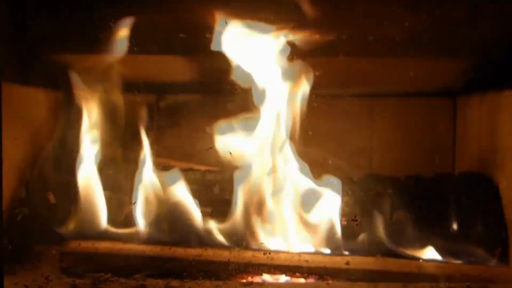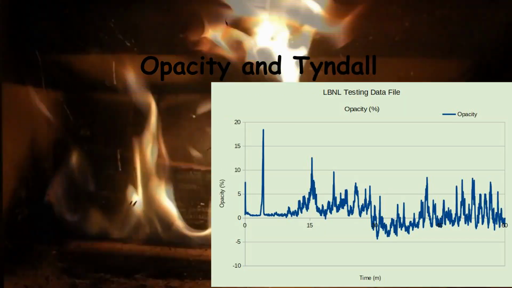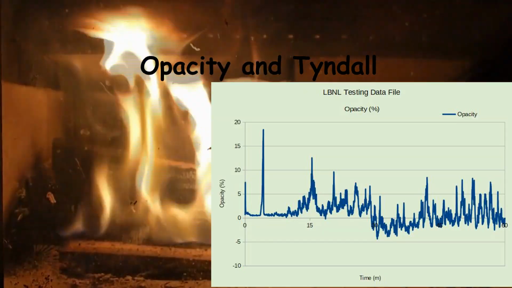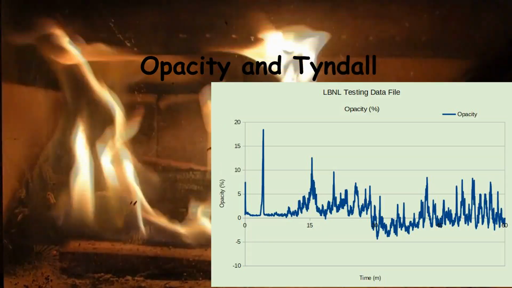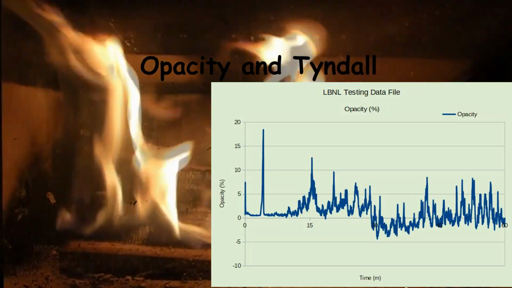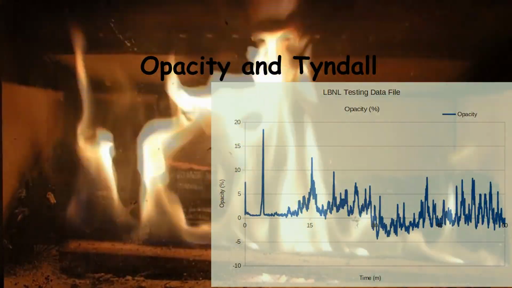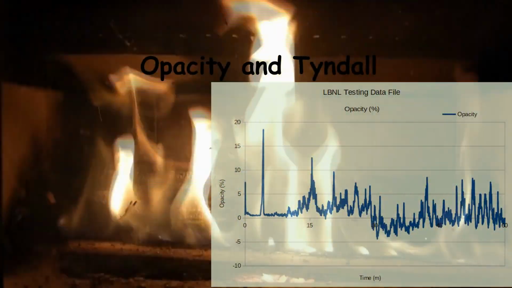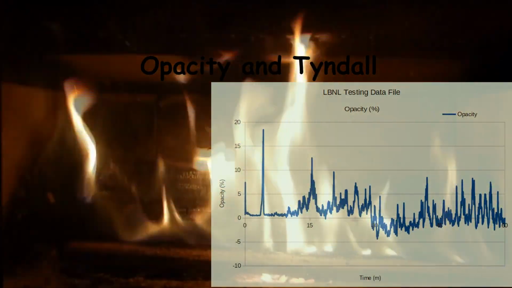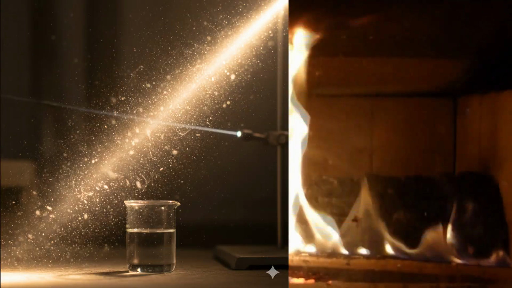In this video, we'll explore two primary optical concepts that are essential for accurate smoke measurement: opacity and the Tyndall effect. 1. Opacity, light blocking. Opacity is the most direct and common method. It measures how much a plume of smoke blocks a beam of light. Think of it as a smoke curtain. The denser the smoke, the darker the curtain, and the higher the opacity reading. This technique is often used in regulatory settings to monitor emissions, as it directly relates to the visible darkness of the plume.